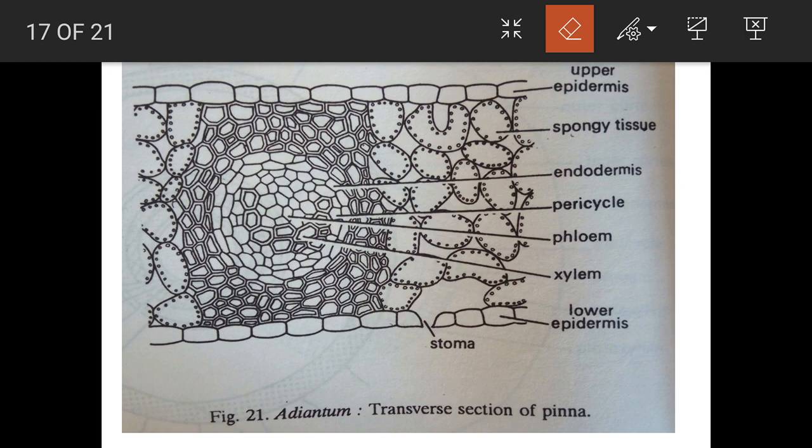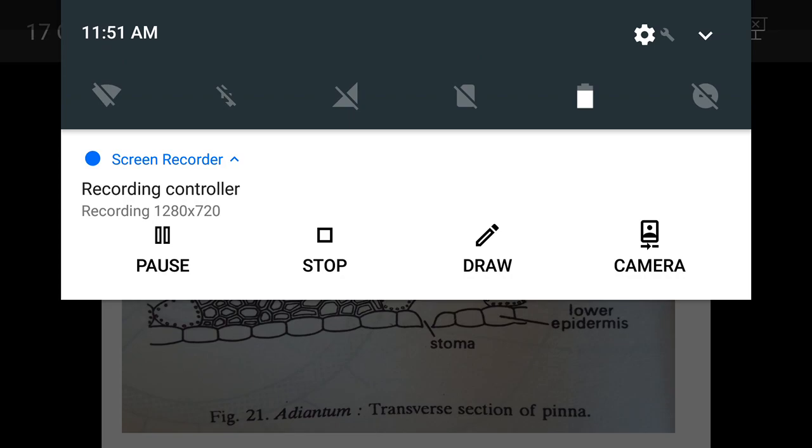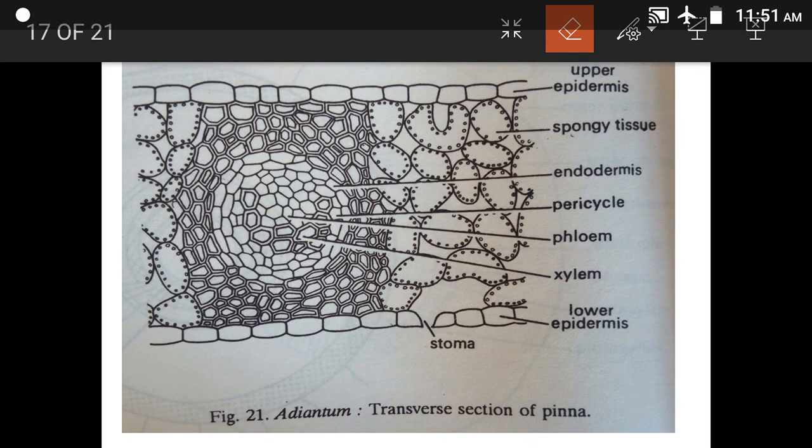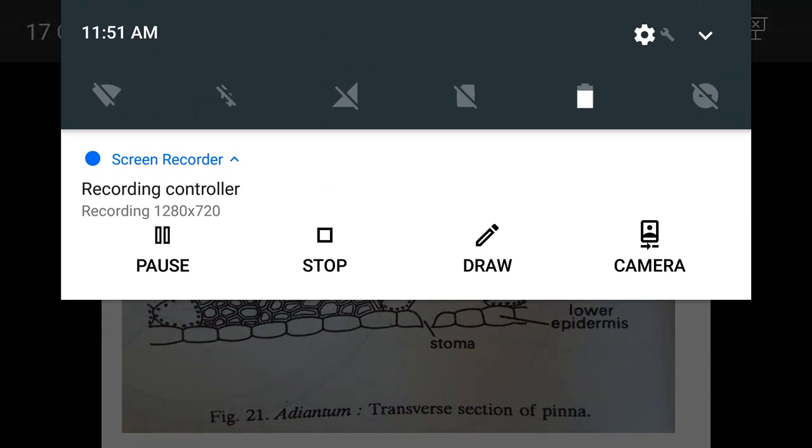So this is about the anatomy of the pinna of Adiantum.